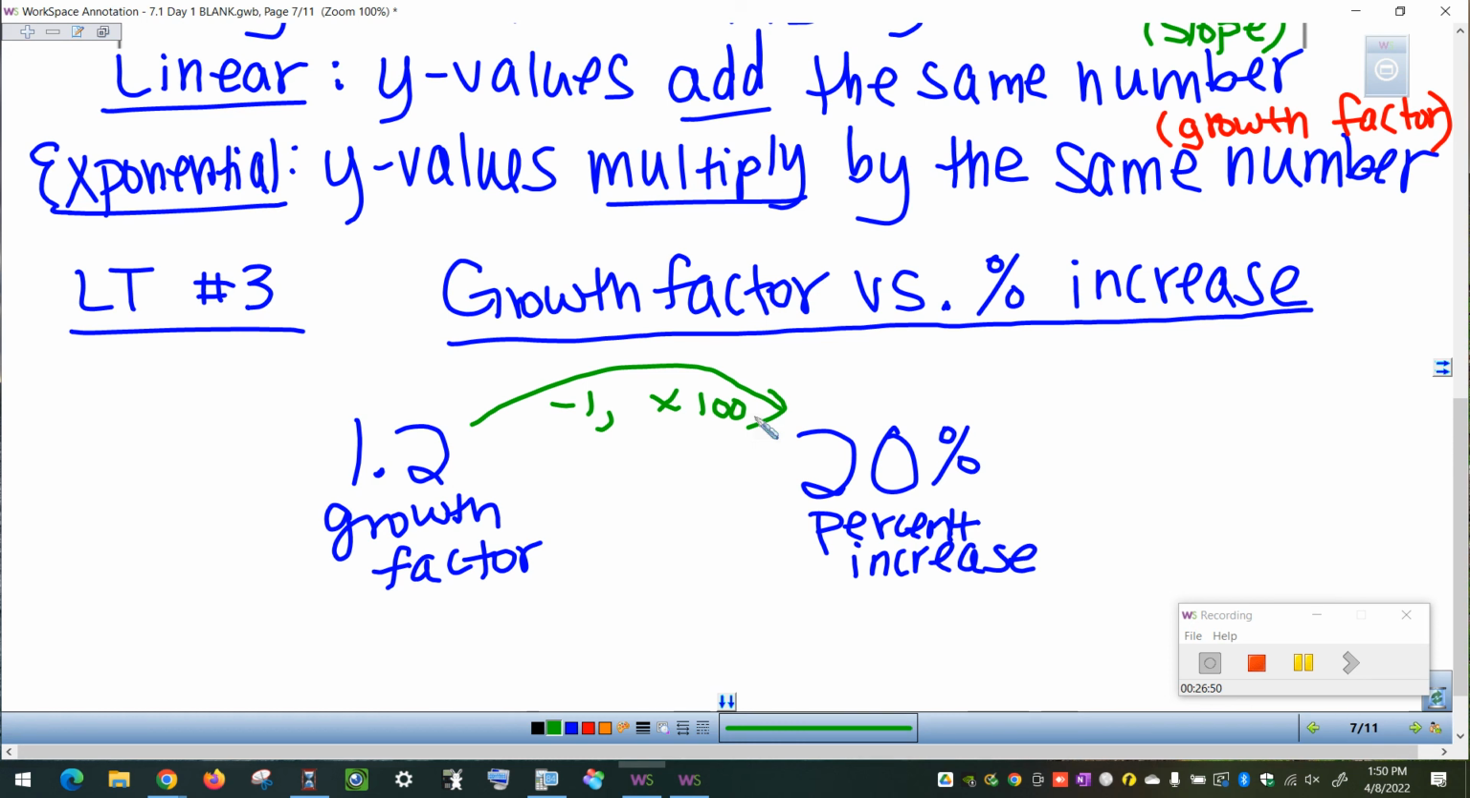Now, let's say we wanted to go the other direction. So we have the percent increase, and let's say that we want to turn it back into a growth factor. Well, starting with the 20, if we do the first step of dividing by 100, that's going to turn it into 0.2. And then once we have 0.2, we just need to add 1 to turn it into 1.2.